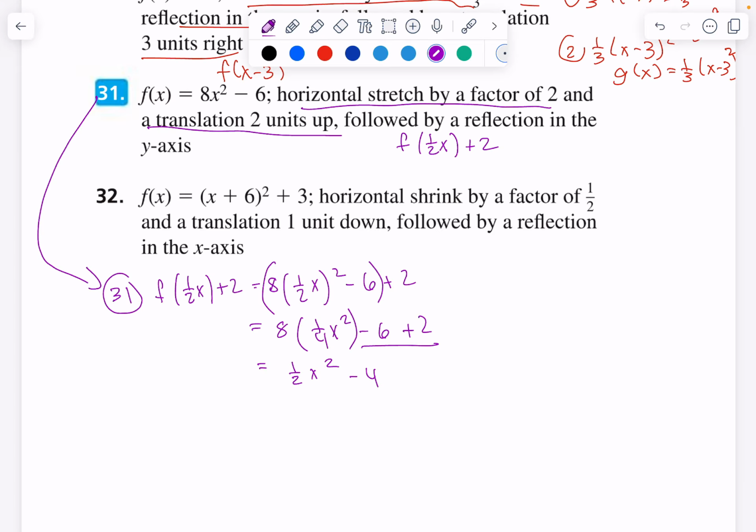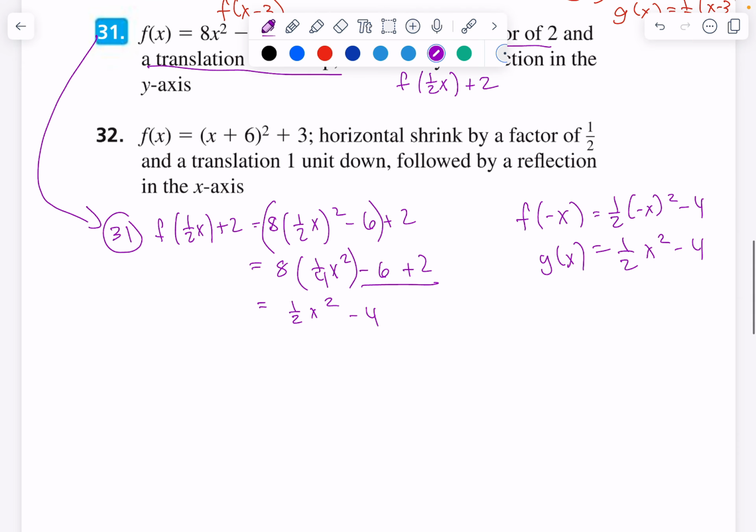that is a reflection in the x-axis. It would be f of negative x. So then that's 1/2 negative x squared minus 4. Negative x squared is just positive x squared, so that's g of x. All right, 32.